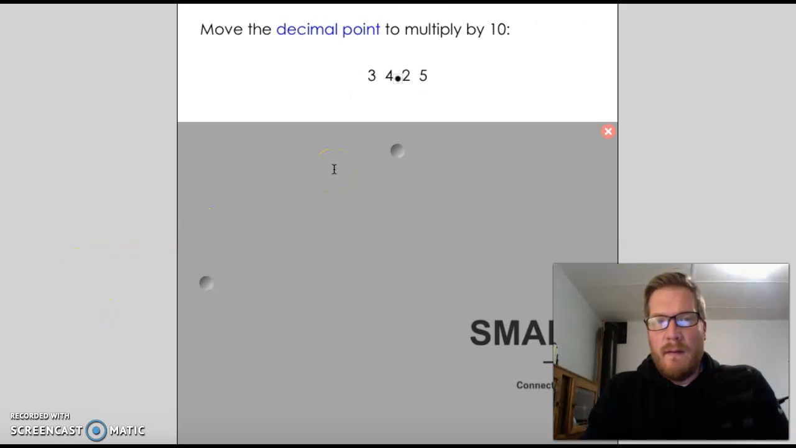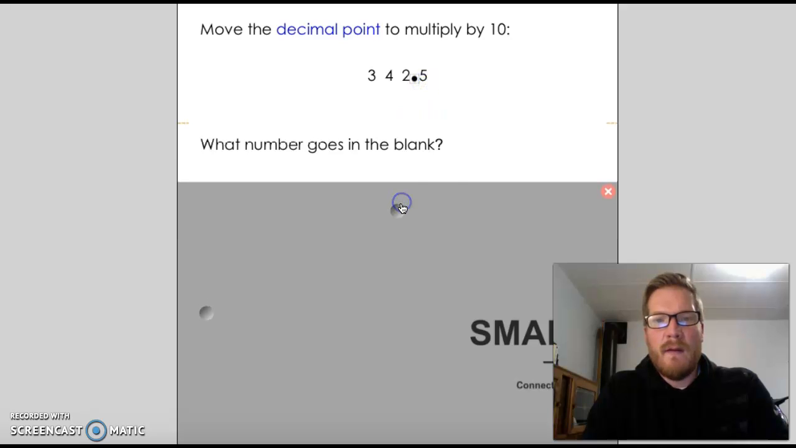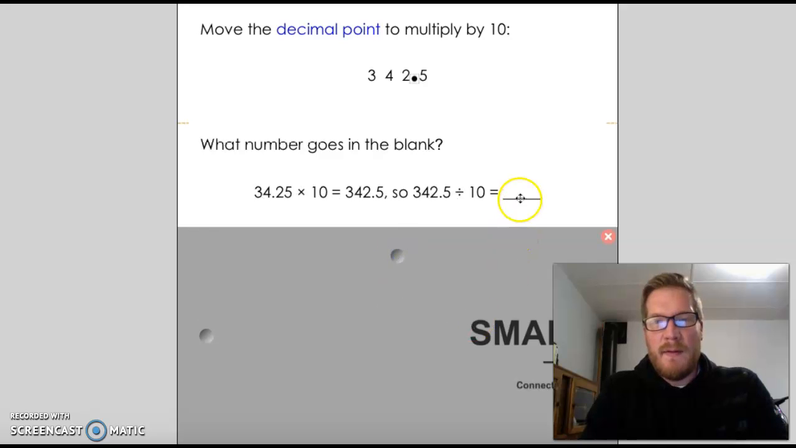So this is something that we did on our previous video, but when we move the decimal point to multiply by 10, we move it to the right. And so it goes one spot to the right. And then what number goes in the blank? Nothing, it's 342.5. But in this blank, we have 34.25 times 10 equals 342.5 because it moves one place to the right.